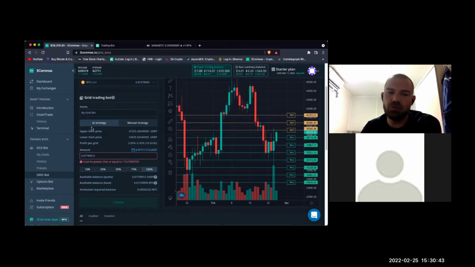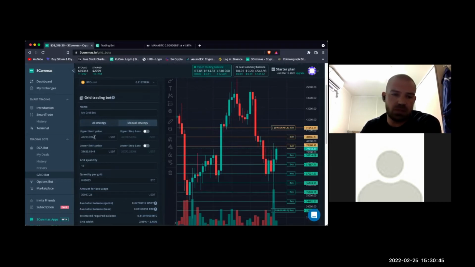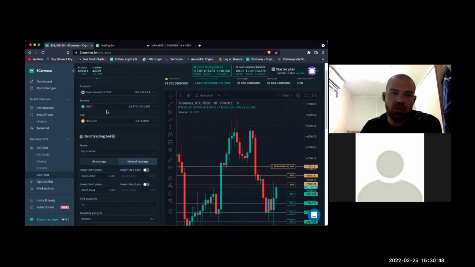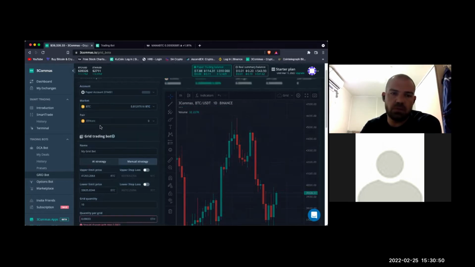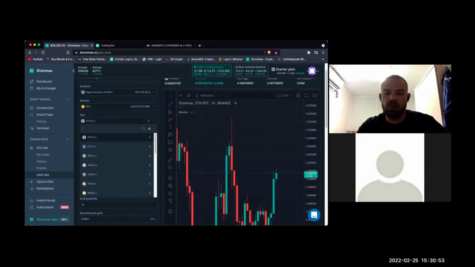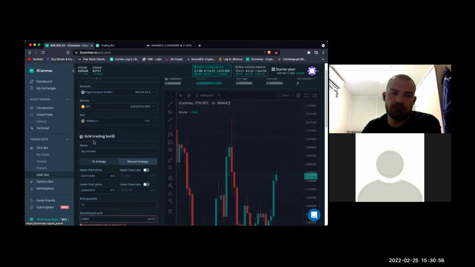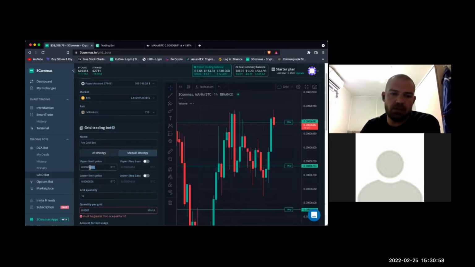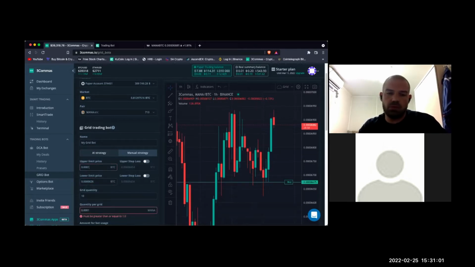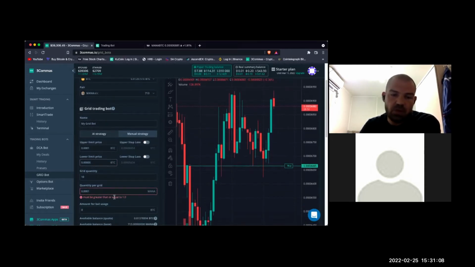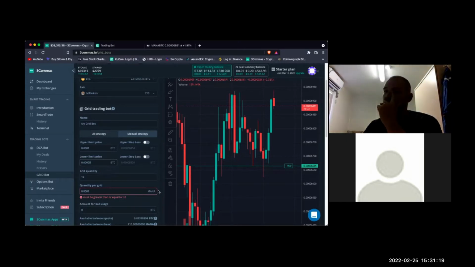So if you set up your strategy, let's just do this again with the same pair, and we do the upper and the lower. Let's see if we can get this thing to show the dust pairs. You see, there it shows you must be greater than or equal to 1 MANA. So that's the minimum per grid you can do on 3commas.